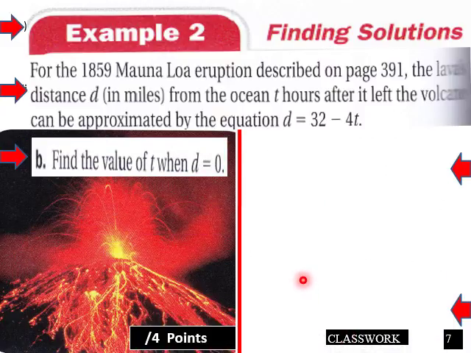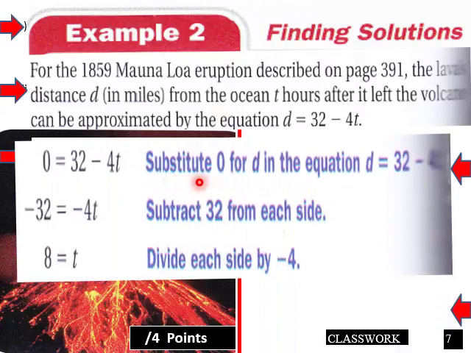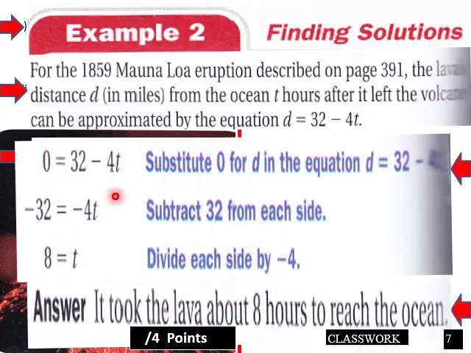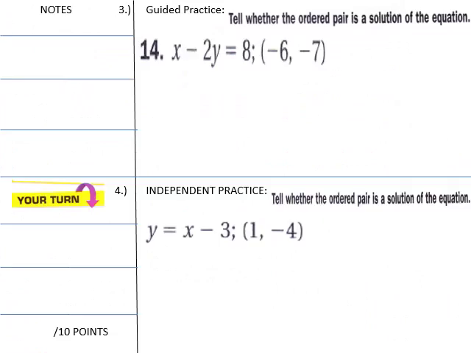If we know that, then find the value of t when d equals 0. So when the distance is 0, t equals 8. So it takes 8 hours to get from the volcano to the ocean, by putting in 0 here for 0 miles from the ocean. So 8 hours to reach the ocean.